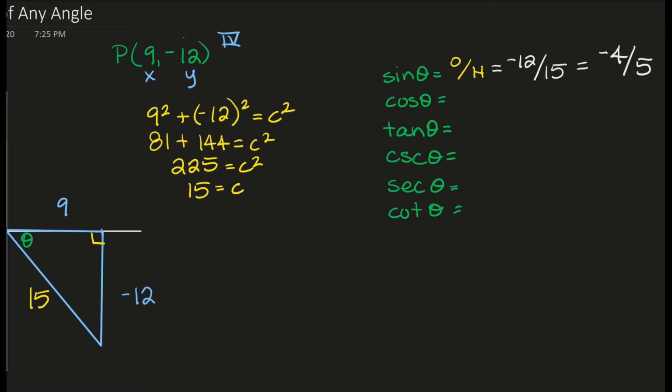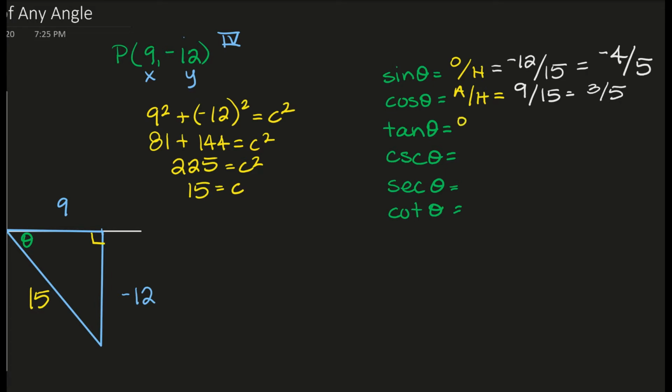All right, cosine we know is the adjacent over the hypotenuse. So here's my reference angle, theta. The adjacent would be right next to it. So that's going to be 9 over the hypotenuse 15. So 9 over 15 can reduce to be 3 over 5.